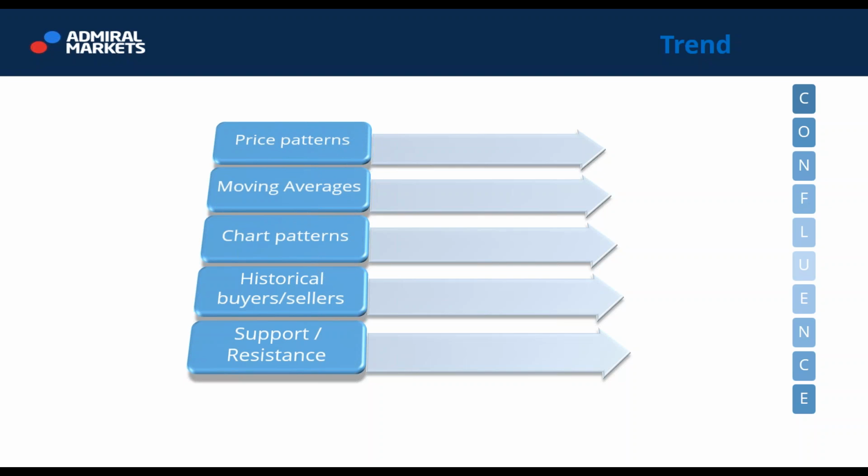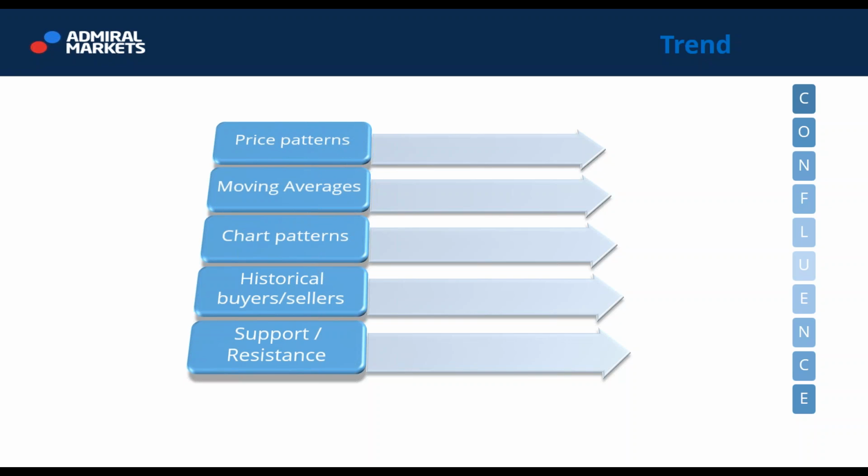And I came to the point where I concluded that price patterns, moving averages, chart patterns, historical buyers and sellers, important support and resistance make confluence. I'm not using one single time frame for trading. I'm not using just a price pattern, just a moving average, just a single support or resistance level, as many traders do. And it's always best to combine.